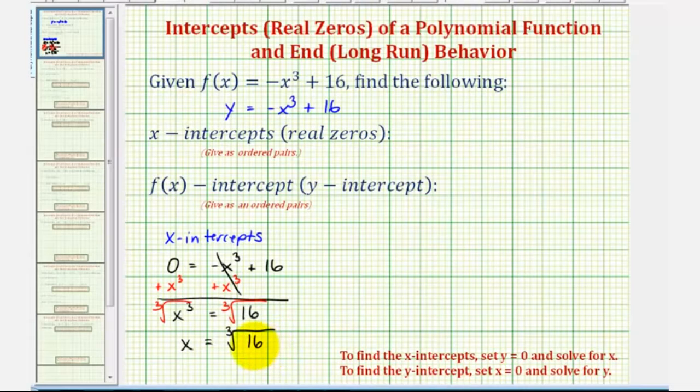But this will simplify. If we look at the prime factorization of 16, 16 is equal to 4 times 4, and 4 is equal to 2 times 2. So 16 is equal to 2 times 2 times 2 times 2. Notice how 16 does have a perfect cube factor, since here we have 3 factors of 2. So this will simplify. The cube root of 2 cubed would just be 2, so we have 2 times the cube root of 2, which would be the exact value of the x-intercept.